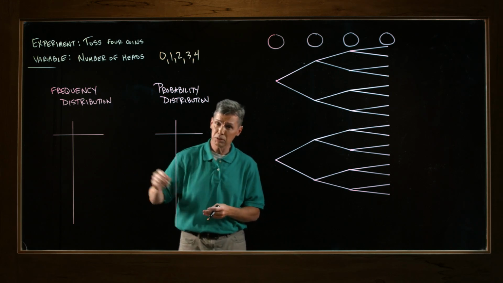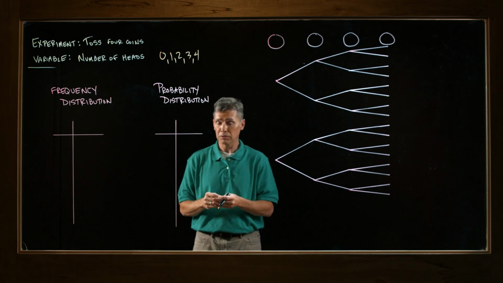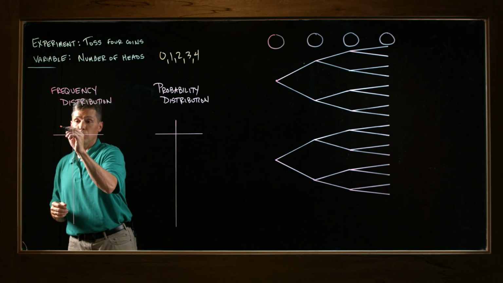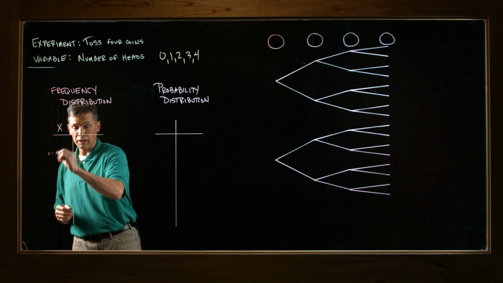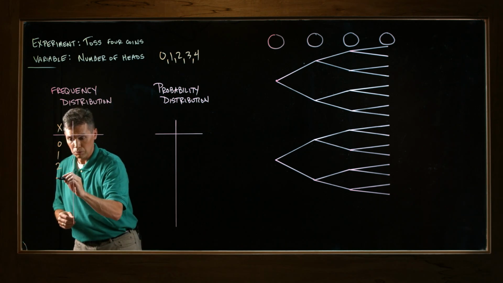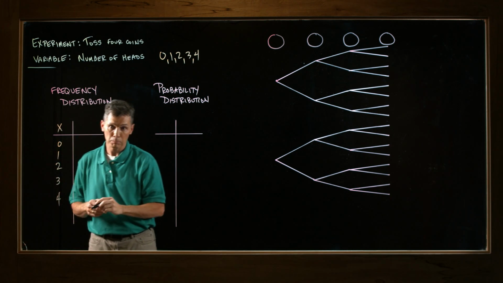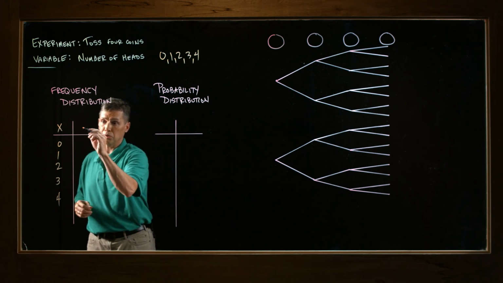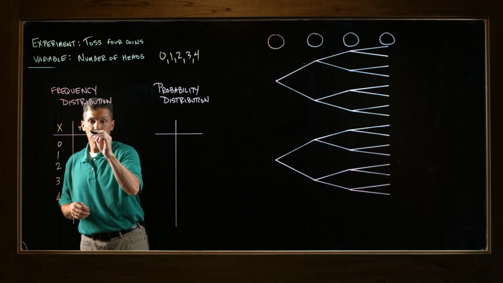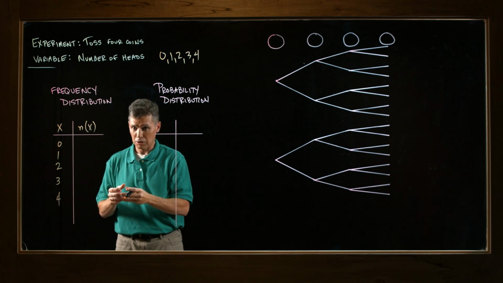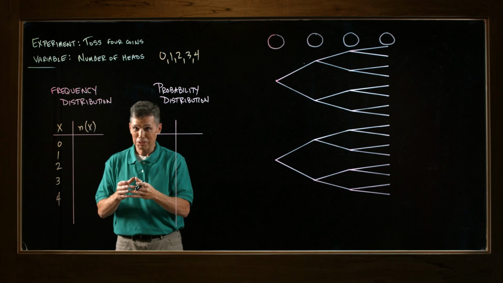A frequency distribution, as we learned in this lesson, keeps track of 2 things. In the first column, we need to know the values of x. Those are the 0, 1, 2, 3, and 4 possibilities. The second thing we have to keep track of in a frequency distribution is the number of different ways each of those outcomes could occur. This is where we're going to have to try to get organized.